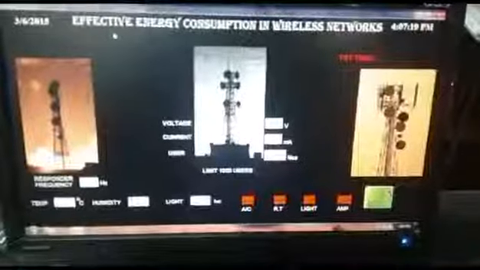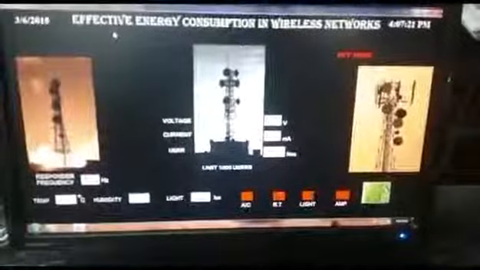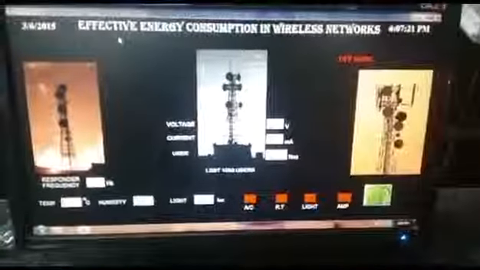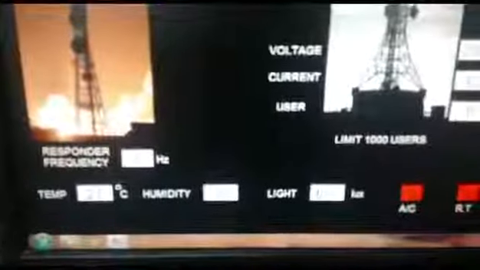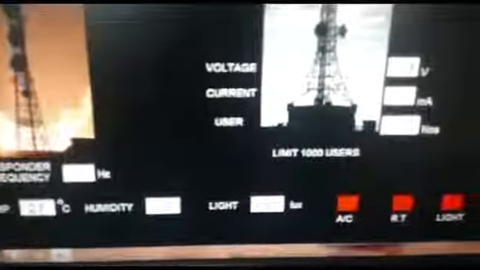This is the simulation screen shown. The various parameters will be measured and displayed on the screen as shown. The picture on the left hand side shows the previous tower, the center one shows the current tower in use, and the right hand side shows the tower ready to be switched on.